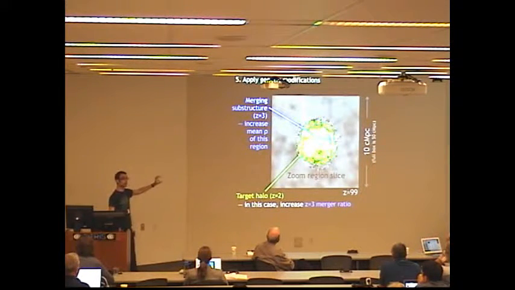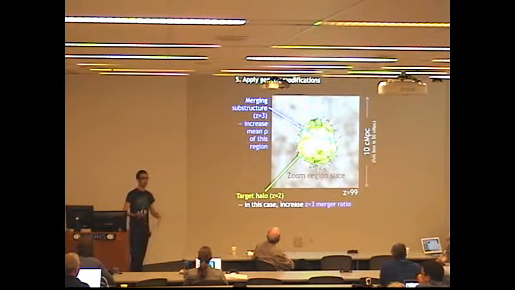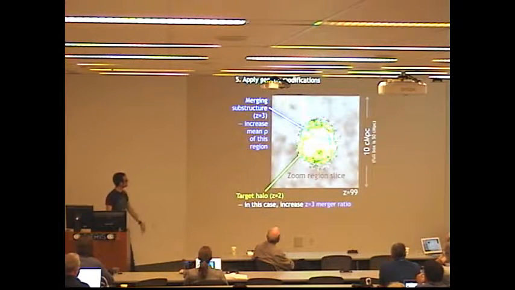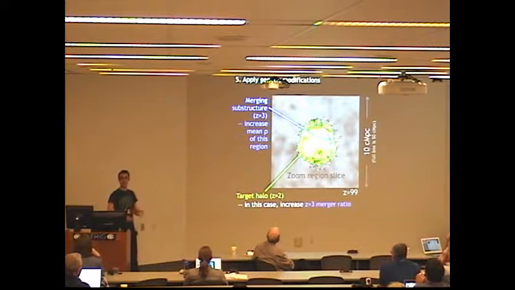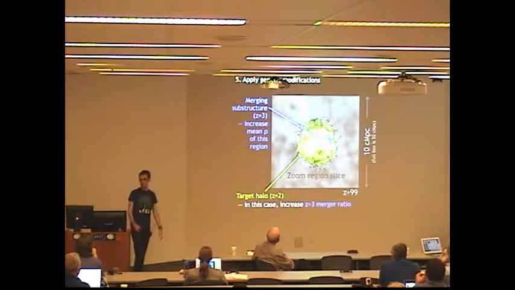Now, in this case, what I want to do is increase the merger ratio. So I want to see what happens to that halo if it had a more major merger at around the same time. And the way that you can do this, if you know your Press-Schechter theory, is just to take the region which represents a substructure and increase its mean density throughout that region. That's going to make it collapse sooner and grow to the point where it's larger when it's merging into the halo at redshift 2.